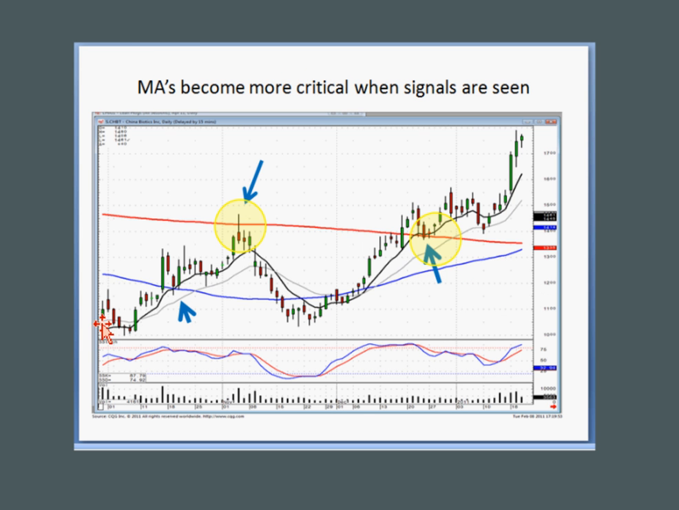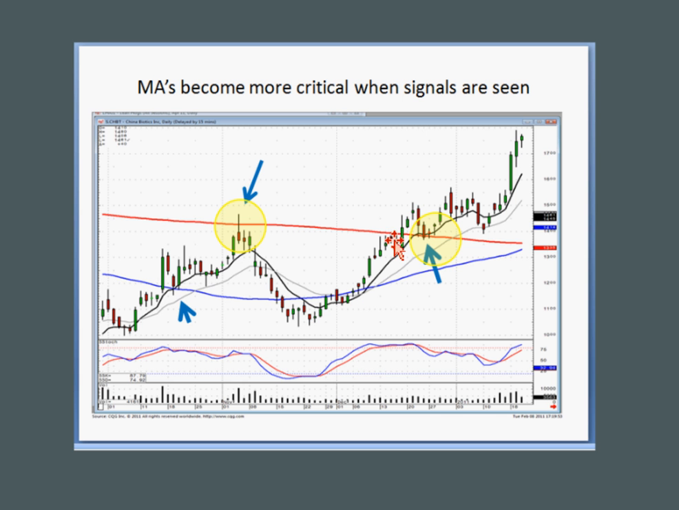Same scenario when we are analyzing a trend. Use the 50 as it went through, use it as support. Where's the next target? The 200-day moving average. What type of signal do we see up here? Shooting star. Where do you think our next move is? Back down toward the 50.